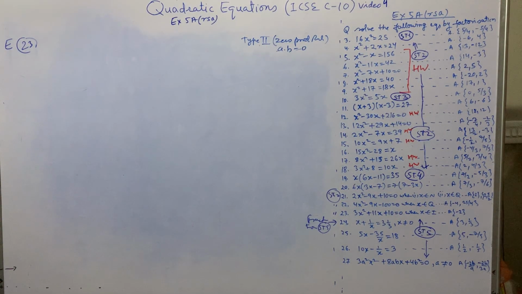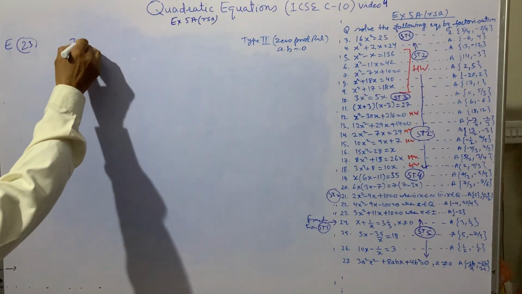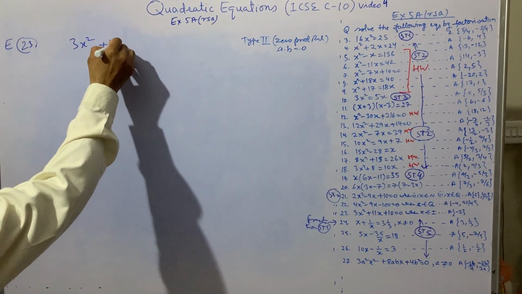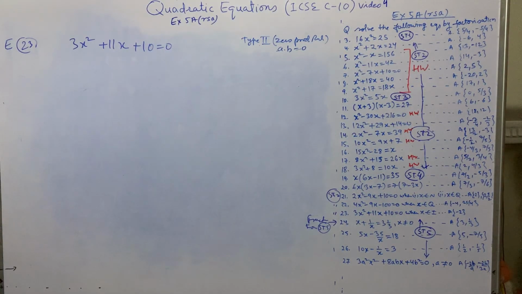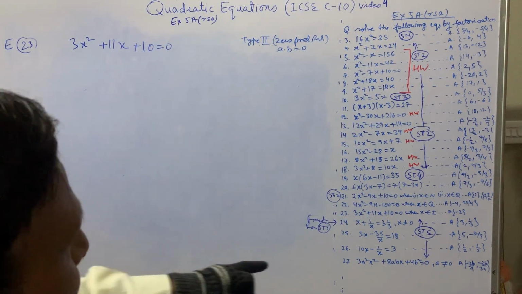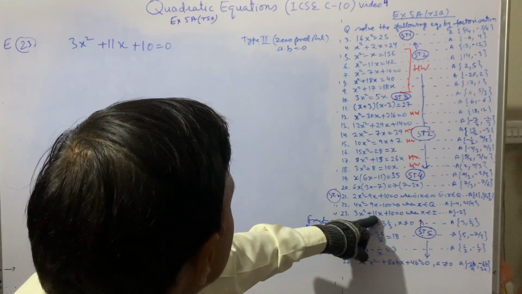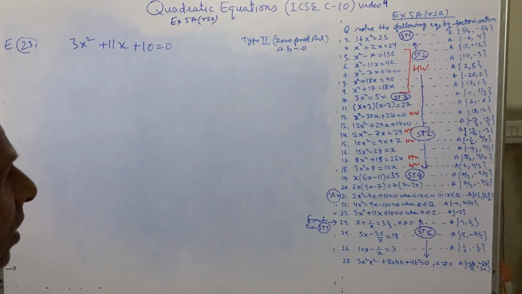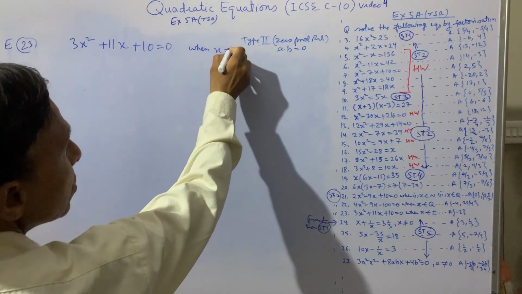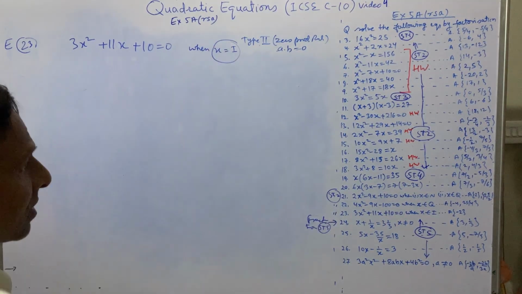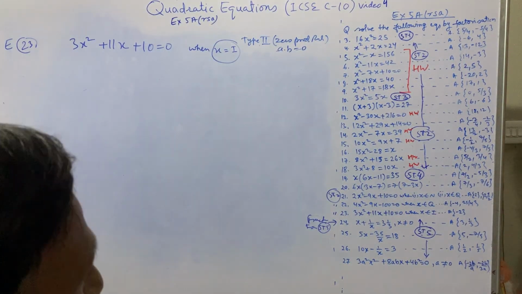Here it is given 3x square plus 11x plus 10 is equal to 0. This is the 23rd, 3x square plus 11x plus 10 is equal to 0, and we have to calculate its solution when x belongs to the set of the integers. The 23rd is going on.